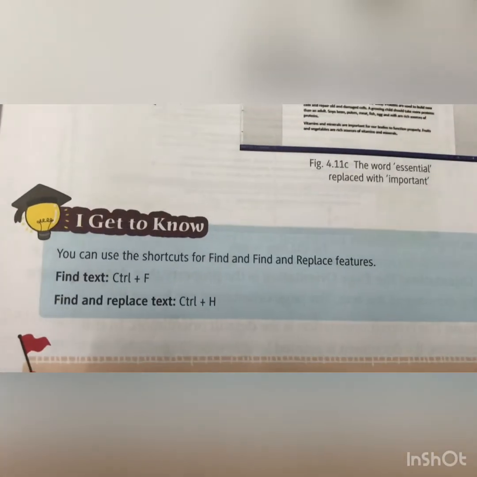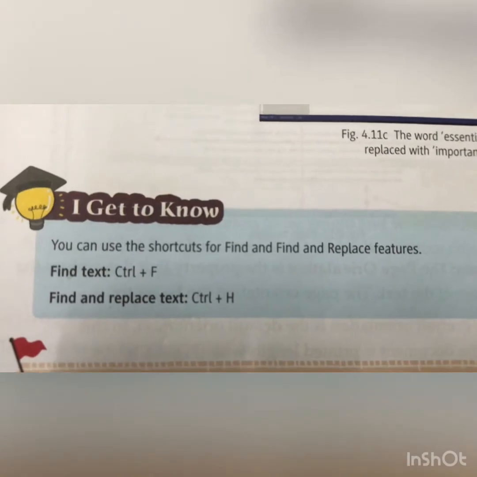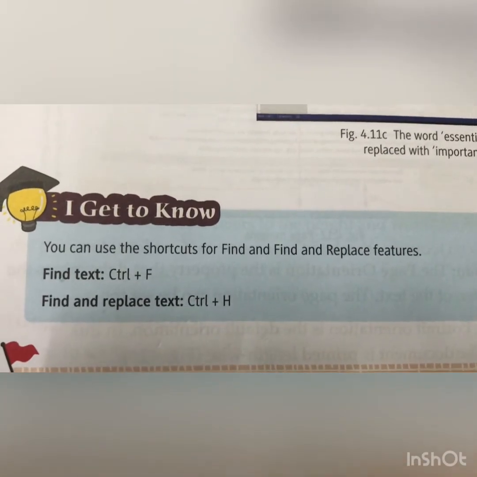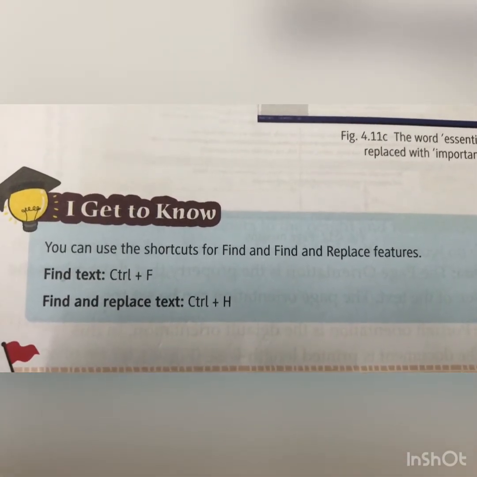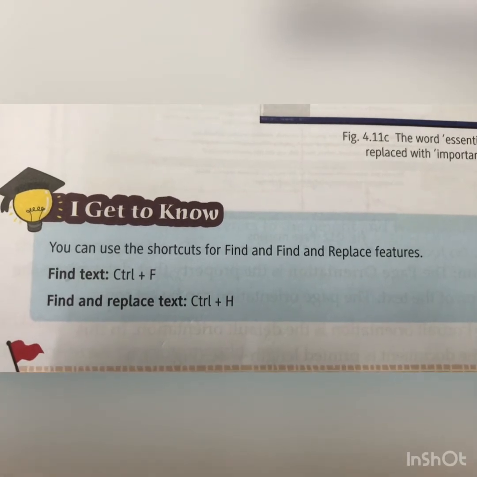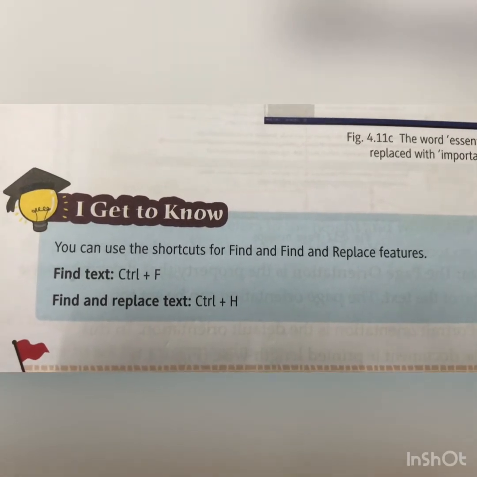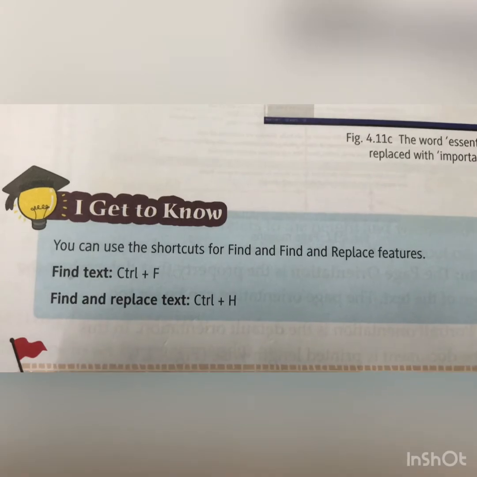You can use shortcuts for the Find and Find and Replace features. You can easily use the shortcuts from the keyboard. To find text, Control plus F. To find and replace text, Control plus H.